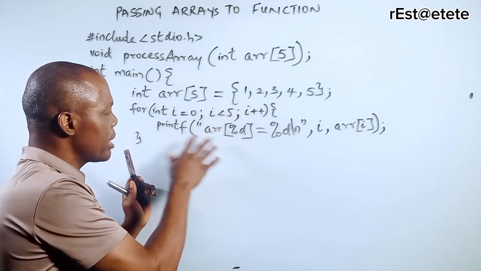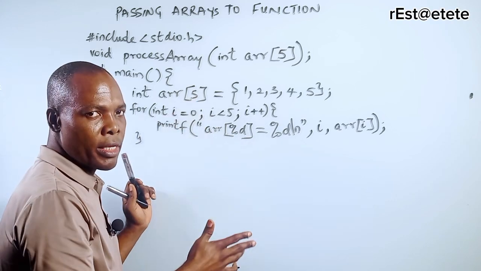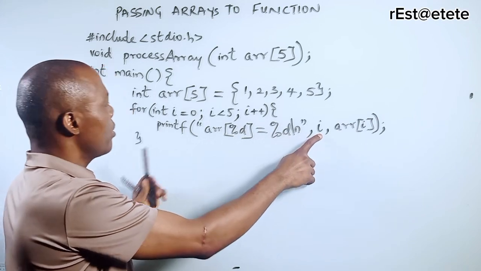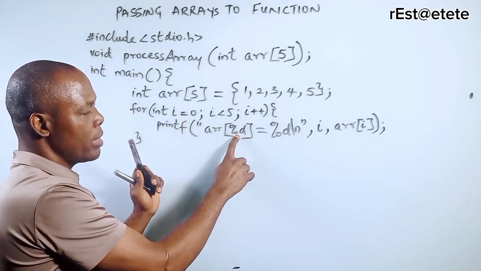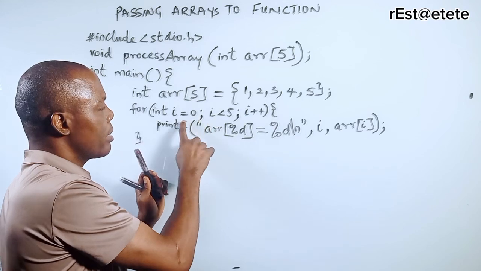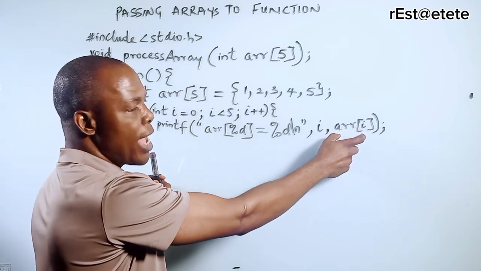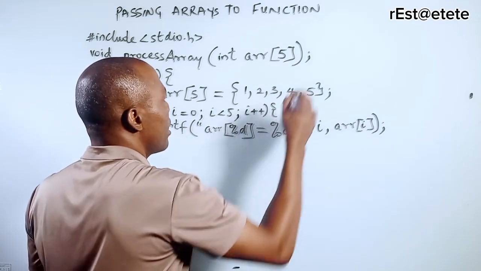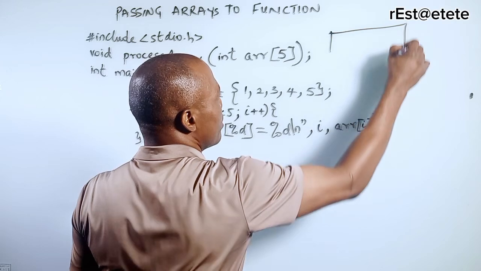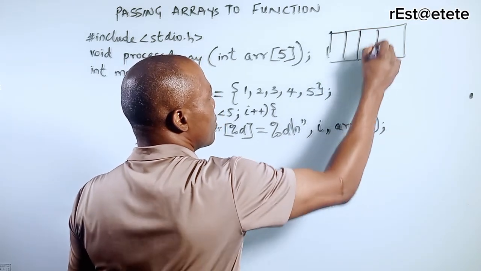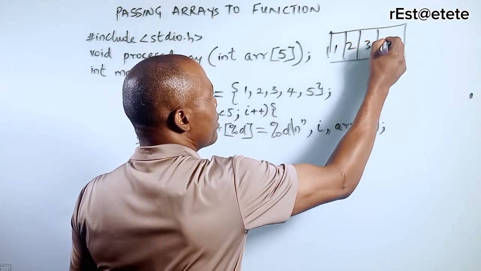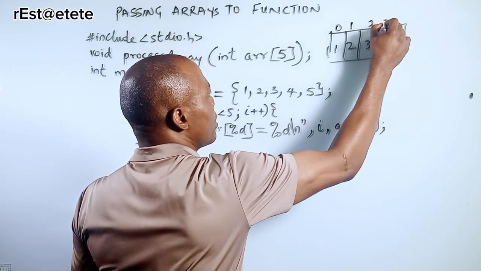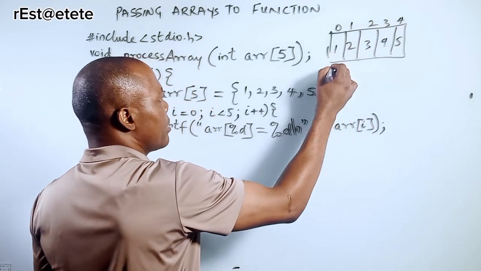So what I'm simply doing is I'm using this for loop to traverse the array and then printing out. So this one will be percentage d. So i, which will be what? 0, will be supplied to this place. Then to check the array, whatever is in ARR 0 will be what? 1. Meaning I have 1, 2, 3, 4, 5, and the indices 0, 1, 2, 3, 4. Those are the indices, the index.